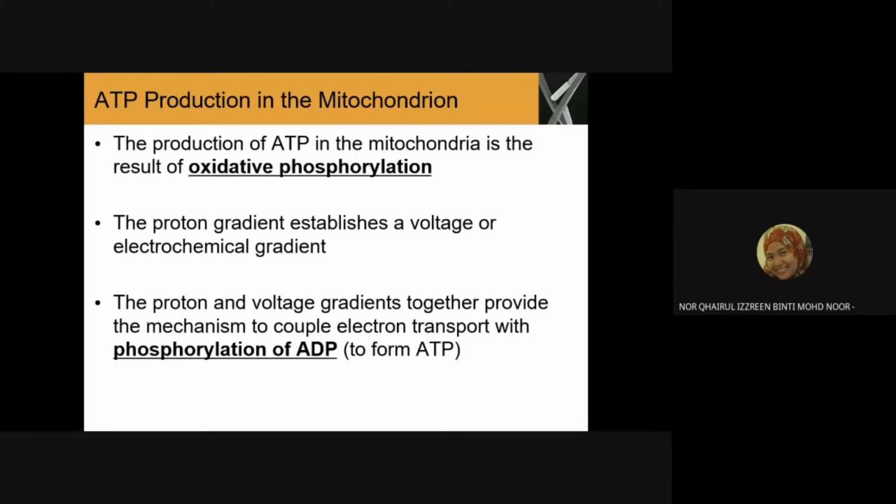This proton gradient establishes a voltage, or electrochemical gradient. So here we can form ATP through phosphorylation of ADP. Remember from glycolysis, I've mentioned a lot about phosphorylation. So what is phosphorylation? It's the addition of a phosphate group, an organic phosphate, to ADP. When there's a phosphorylation of ADP, it means we form an ATP molecule.